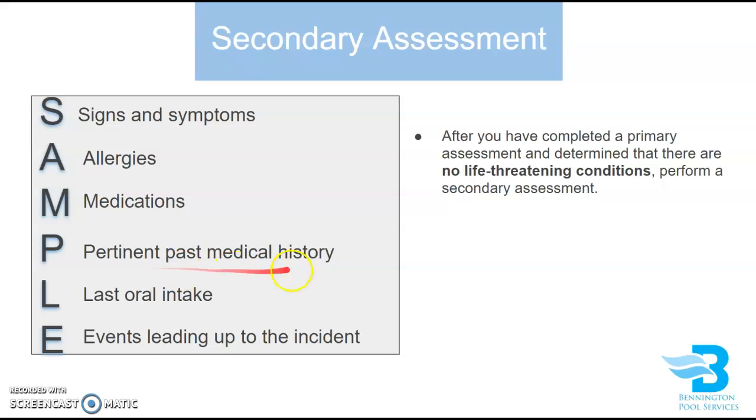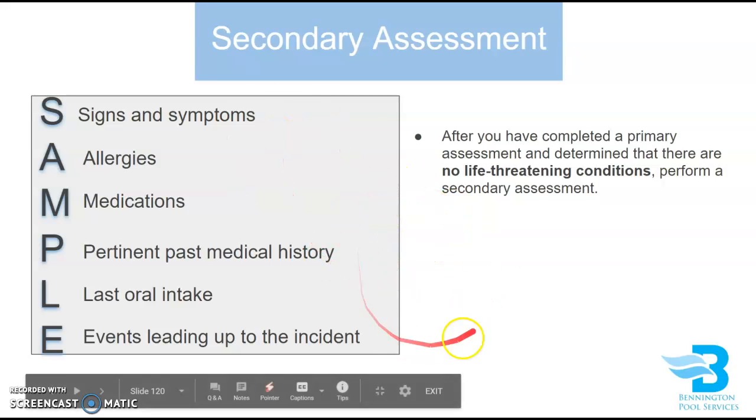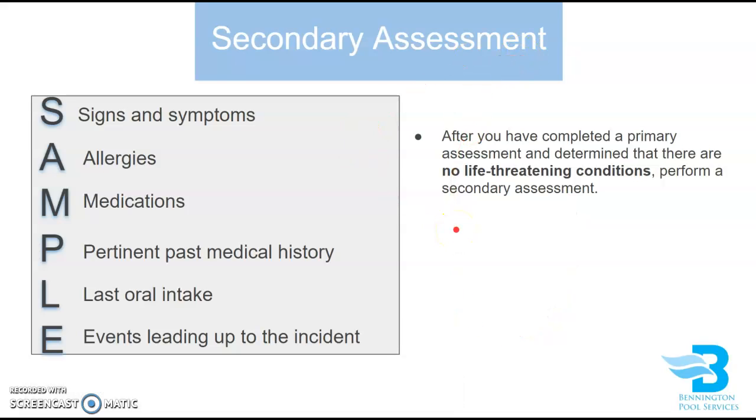P, pertinent past medical history. Ask them what their pertinent past medical history is. If they have a history of diabetes, for example, that can be really important to know because you might know that if they're feeling a bit strange, they might need some glucose. They might be having high or low blood sugar. So knowing their pertinent past medical history is really important for a whole bunch of different situations. If you know that they have a history of heart complications and they start grabbing their shoulder or their chest, you might know that they're having a heart attack. So know their pertinent past medical history.